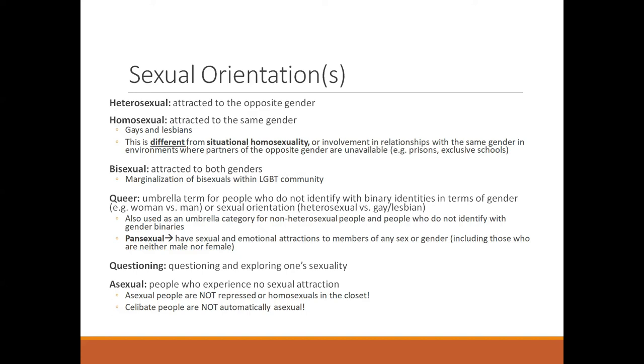And for people who identify as queer, it's an umbrella term for people who don't identify with binary identities in terms of gender. They don't necessarily identify as a woman or as a man, or in terms of sexual orientation, as heterosexual or gay or lesbian. So this is also used as an umbrella category for non-heterosexual people and for people who don't identify with gender binaries. A term that's often used right now interchangeably with queer is, as mentioned a while ago, pansexual. So people who have, for example, sexual and emotional attractions to members of any sex or gender, including those who do not strictly identify as female or male, or even those who don't necessarily identify as cisgender. Pansexual is a term that encompasses a lot of fluidity with regard to gender and sexuality.